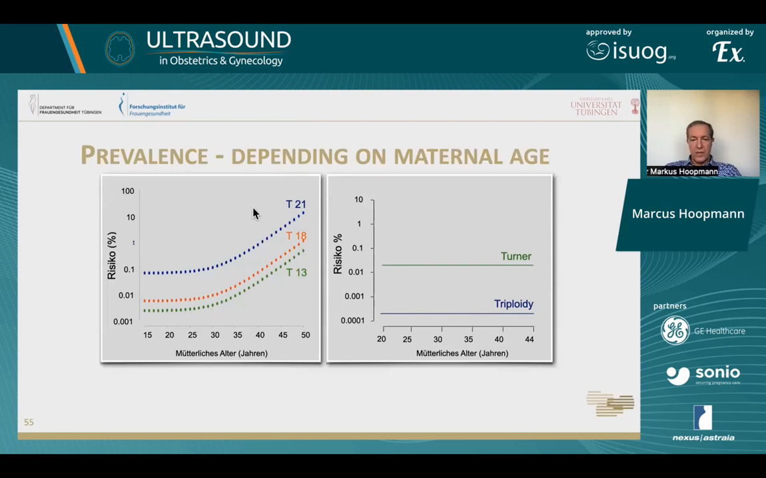Now we have talked about these 3 trisomies, and these are really the common aneuploidies, and they are age dependent. Now we come to the last 2. They are the Turner syndrome and the triploidy. And you see they are rarer, but they are not age dependent. So there can also be very, very young mothers with these problems.